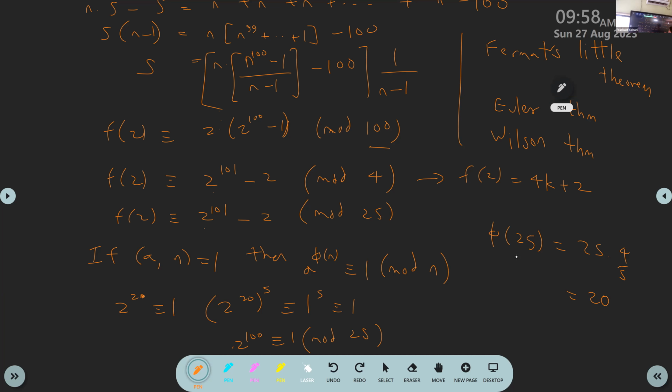Interesting. So I get f of 2 is equal to 0 mod 25. So f of 2 is divisible by 25 and it is of the form 4k plus 2. And so modulo 100, you can see which of the remainders satisfy both of these simultaneously. Divisible by 25 means 0, 25, 50 and 75. These are the only possible values. And out of that, 50 satisfies the 4k plus 2 form. So therefore the answer is f of 2 is congruent to 50 mod 100.